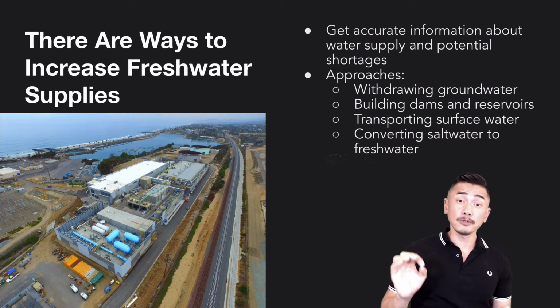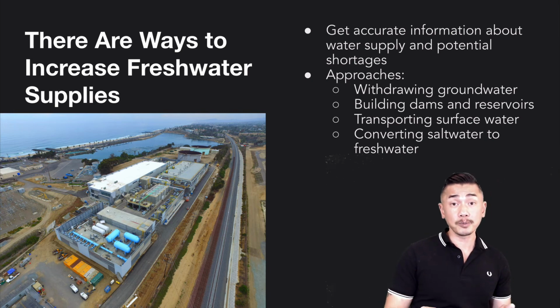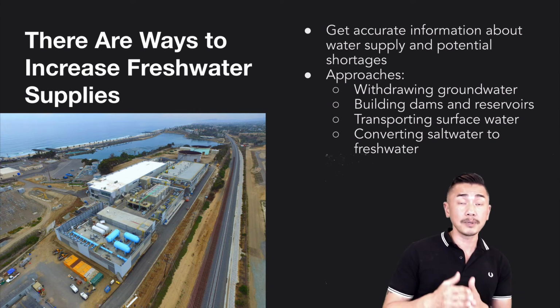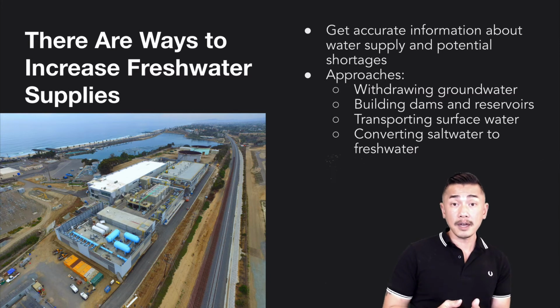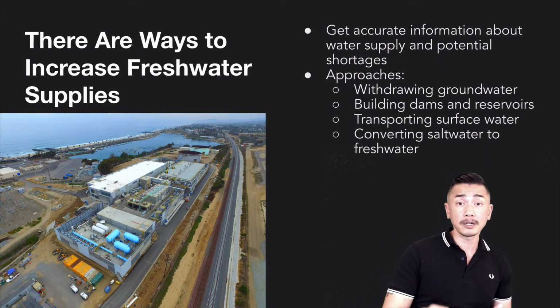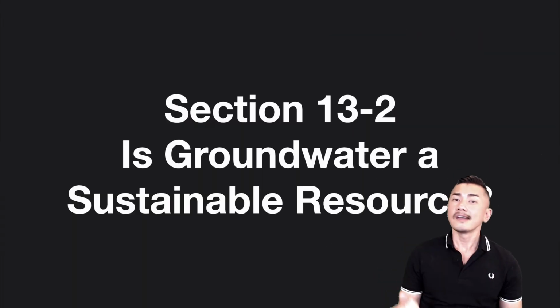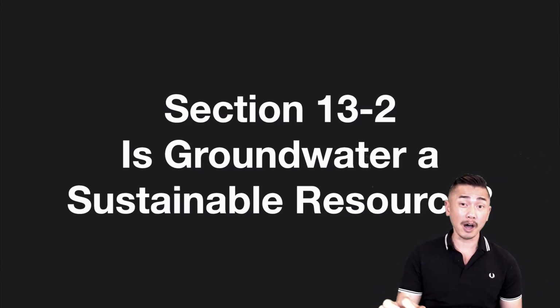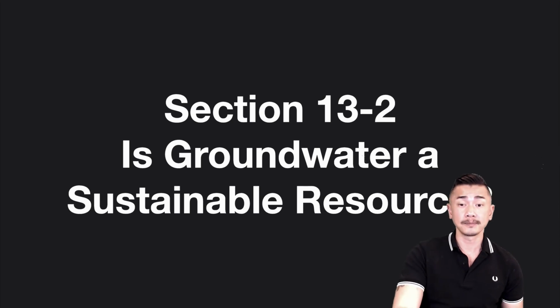There are ways in which we can increase freshwater supplies where they're lacking. First, we need to collect accurate information about water supplies and potential shortages. Then, we can increase freshwater supplies by withdrawing groundwater, building dams and reservoirs, transporting surface water, or converting salt water to fresh water. In section 13.2, we're going to consider whether or not groundwater is a sustainable resource.